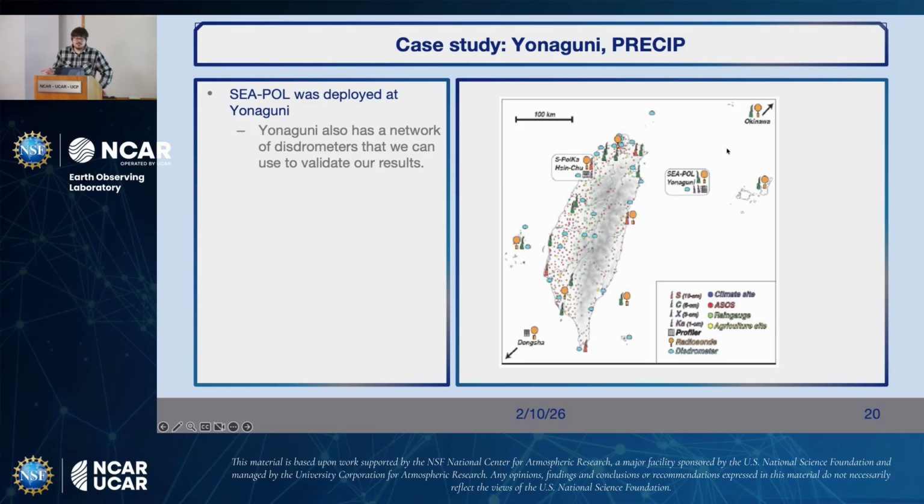So for an example, we can look at a case study from PRECIP, and specifically I'm going to look at S-Pol, mostly because I think it's a really clever name. It's a C-band radar, and it's on the sea. Okay, I'm glad I got a chuckle, because I was on the plane practicing this, but nobody's going to think that's funny.